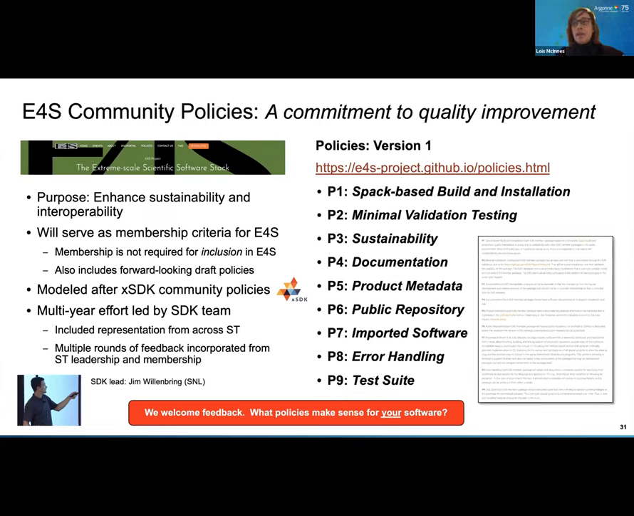We're still preserving the ability for teams to do their research and their development in a way that makes sense for them. I'd just like to call out Jim Willenbring as the lead of our team who is working across software development kits. We are using this approach in the same way that I described for math libraries also in other areas of functionality within ECP. So the policies shown here are at the highest level for E4S, so they're common across all of the software kits.